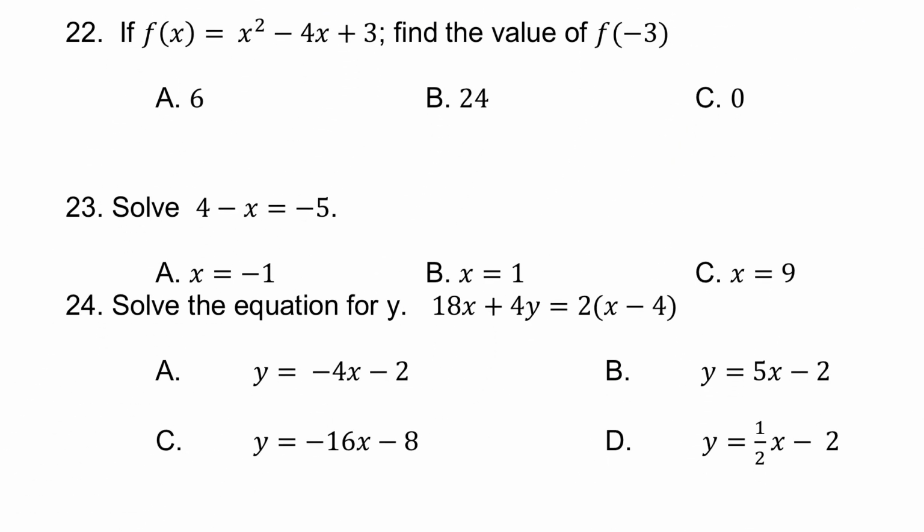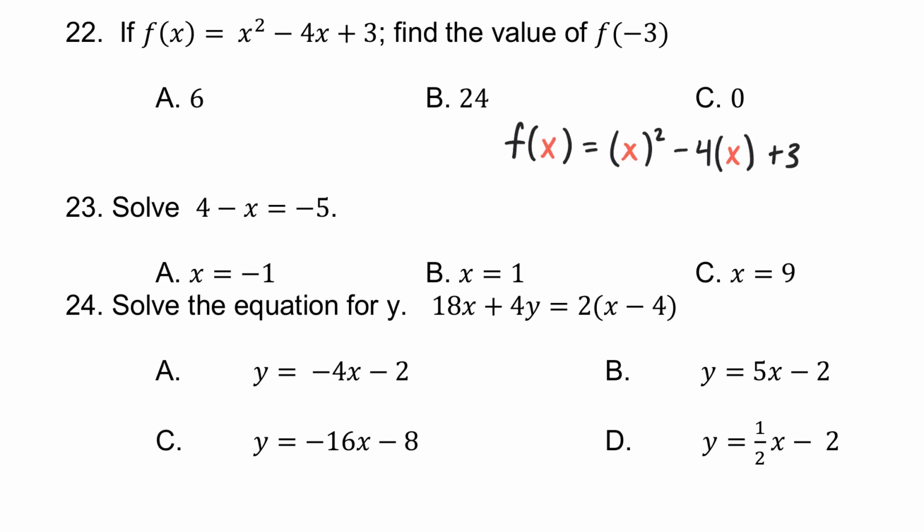All right, 22. If f of x is equal to x squared minus 4x plus 3, they want you to find the value of f of -3. So what does f of x tell us to do? f of x says to take x and square it. So we're going to take the input and square it, and then subtract 4 of the input, and then add 3.